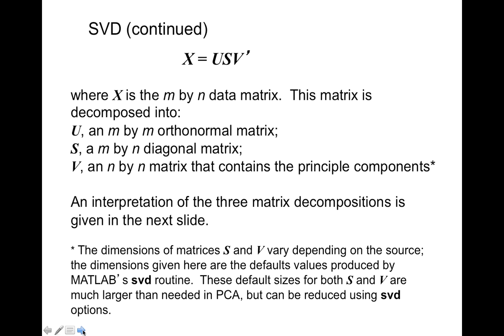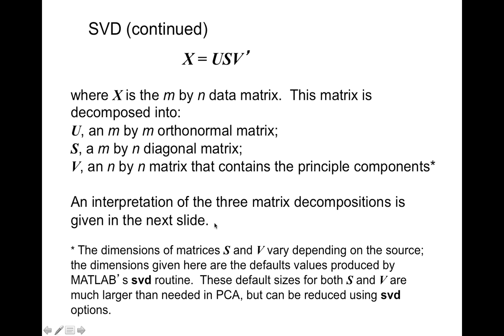So once again, X is our data matrix. It's an m by n matrix, and what we're really doing is decomposing it into three components. One is an m by m orthonormal matrix. Remember, orthonormal is orthogonal that has been normalized. S is an m by n diagonal matrix, and V is our n by n matrix that would contain the principal components.